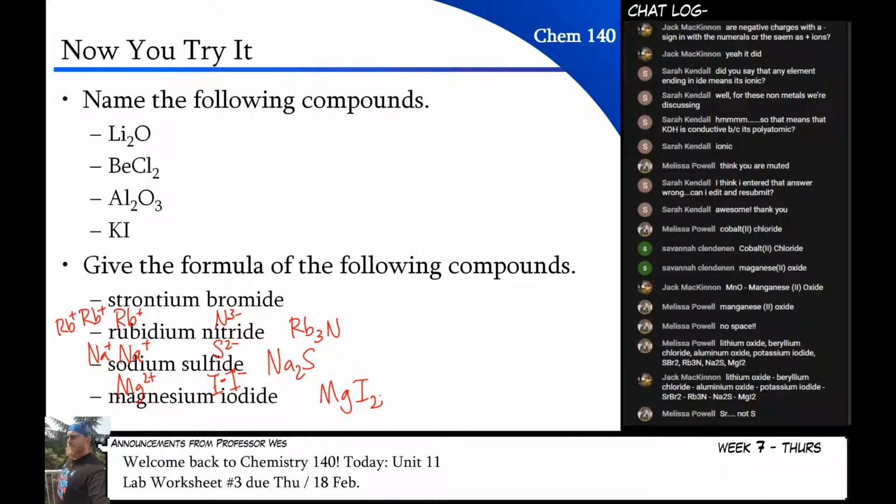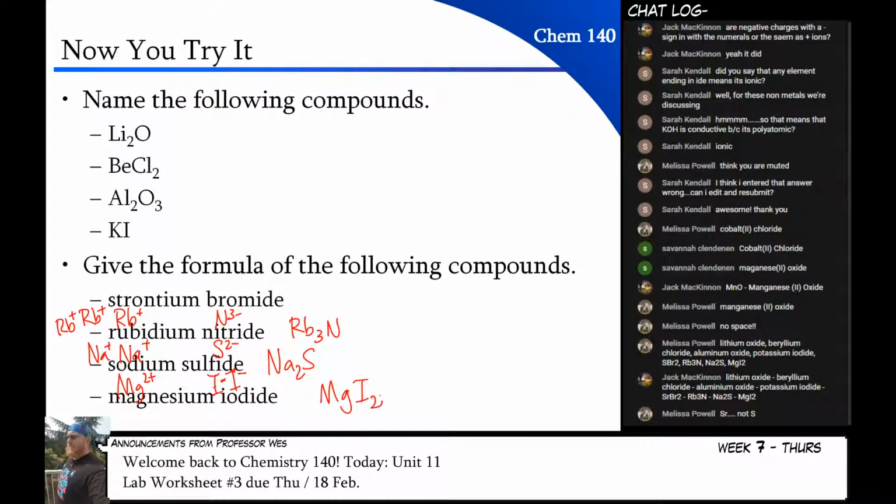And you should be able to figure out what the charges on all these ions are based on what we've covered in units 9 and 10. Unit 9 is how to figure out what the charge is for any ion, and then unit 10 will be for covalent compounds.